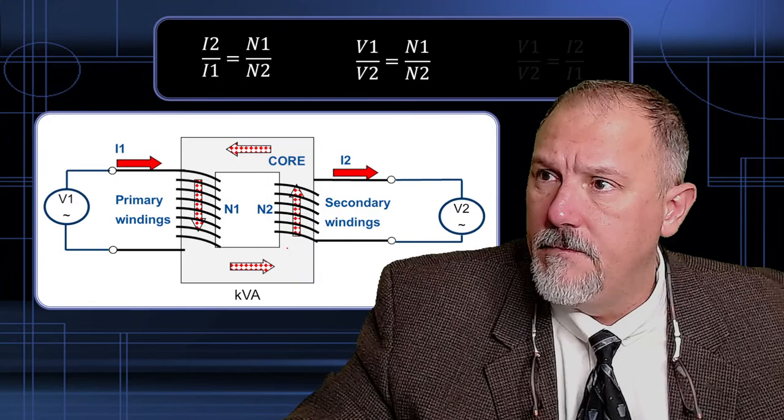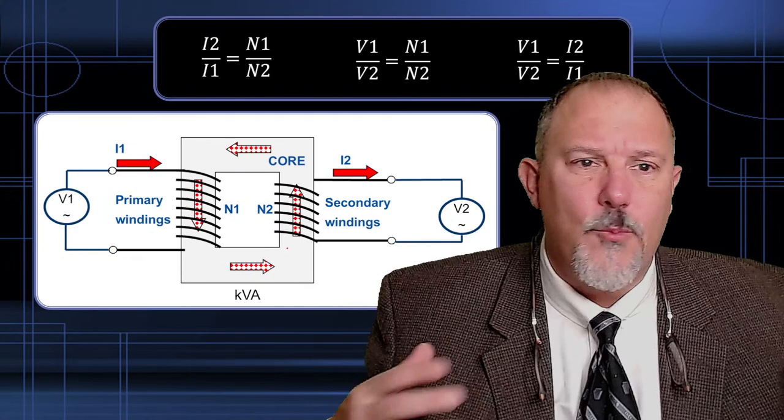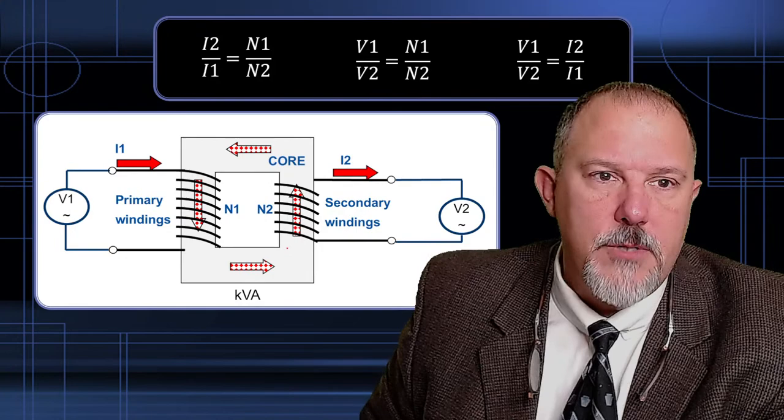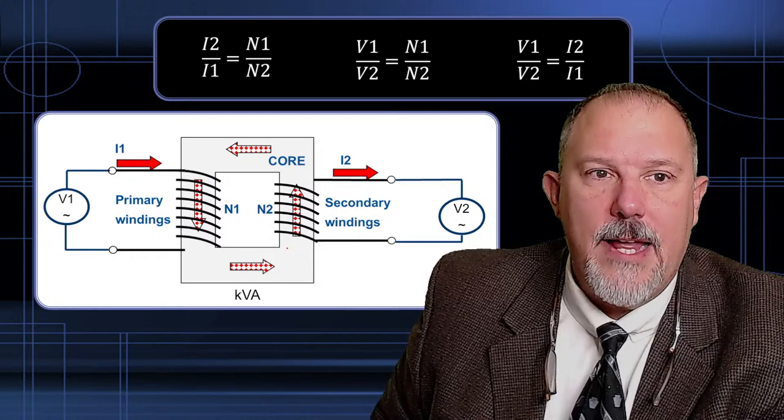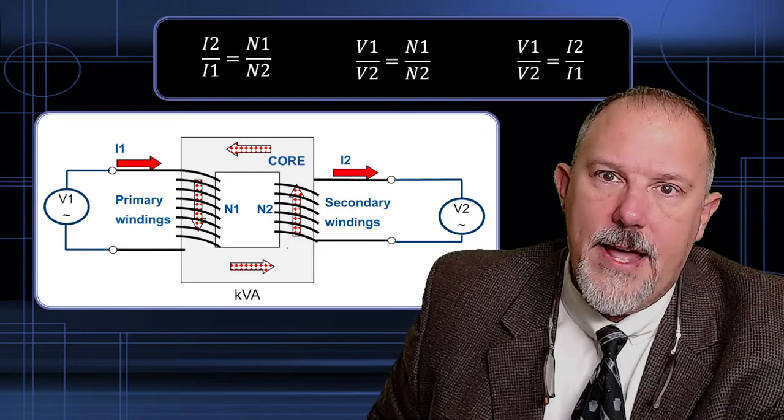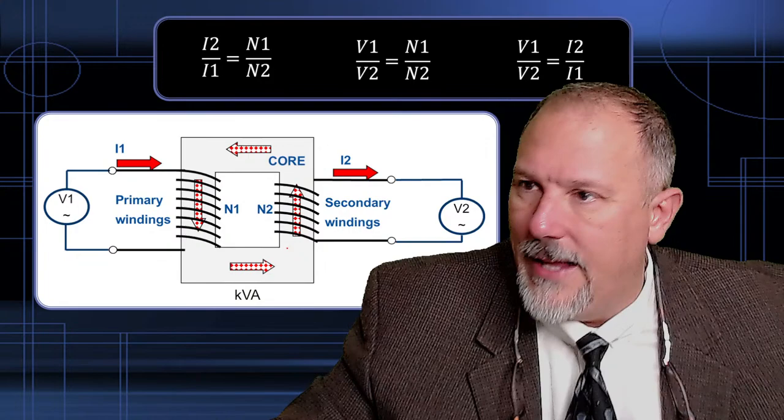Remember those ratios, I2 over I1 equals N1 over N2. We're going to use that. How are we going to use that? If I know the secondary full load amps, I don't have to go through the whole math to calculate primary, because the primary full load amps is I2 times N2 over N1. I don't need to do anything other than that, as long as I know that turns ratio. And be careful, because we'll get into that. I'm getting ahead of myself. Here you go. Here's some important equations for you.